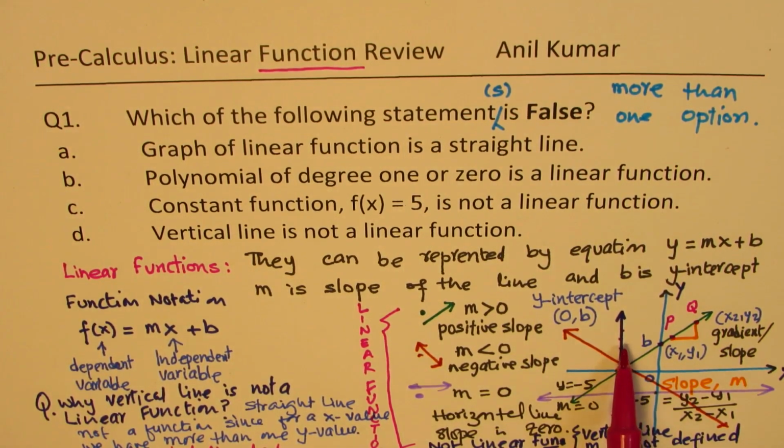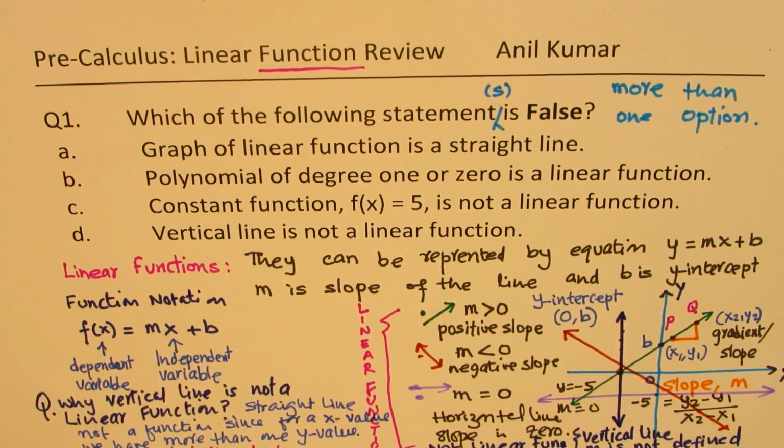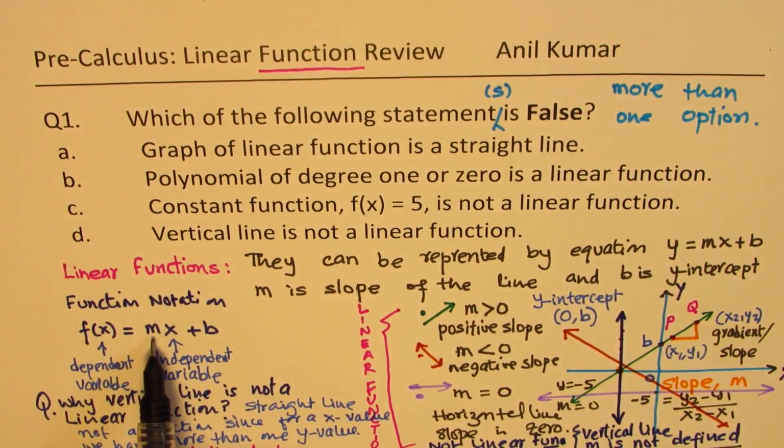So this is not a function, and therefore this is not a linear function. Perfect. Now I hope you got all the concepts. And for a vertical line also, you will note that slope is undefined. So m is not defined. This is kind of important to understand. So you cannot write it in this form.